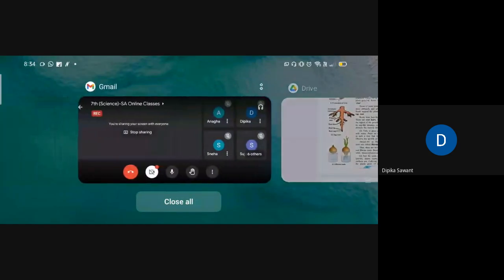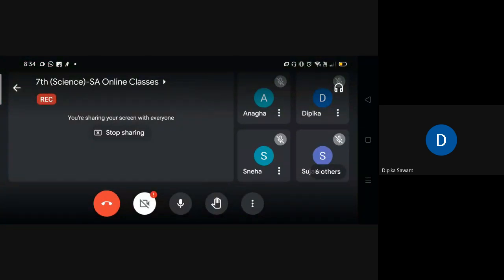What are the taproot? Which type of roots are called as taproot? Aditi?